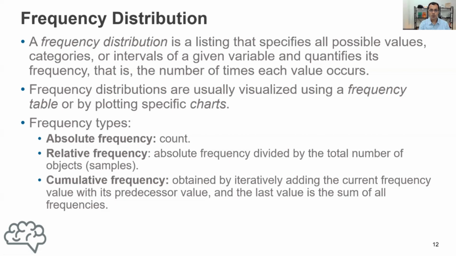We have three main types of frequency distribution. We can work with the absolute frequency of a variable. This corresponds to the count of each possible value, interval, or category of a variable. We can work with the relative frequency, which is the frequency in relation to the total number of objects that we have. Here we can talk about objects or observations. And the cumulative frequency is obtained by adding all the current frequency values with its predecessor value. And so you accumulate the frequency values over the possible values.